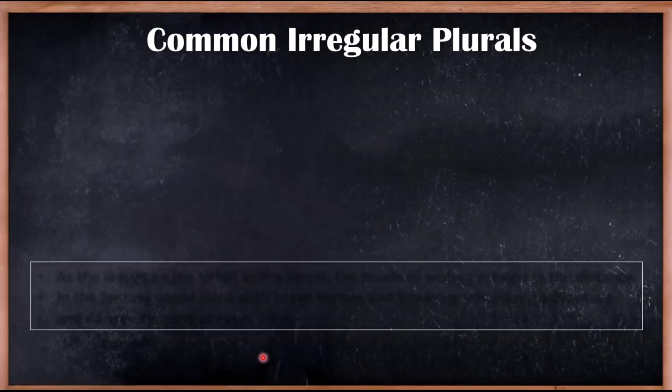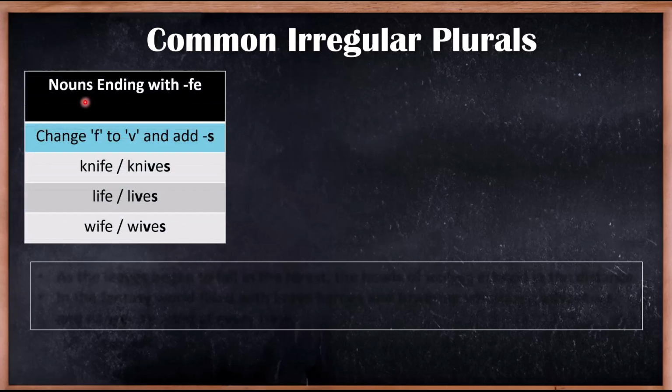Now let's talk about some rules with common irregular plurals. Most nouns ending with FE, we change the F to V and add S. So knife becomes knives. Not knifes with an F, knives. Life becomes lives. Wife becomes wives.